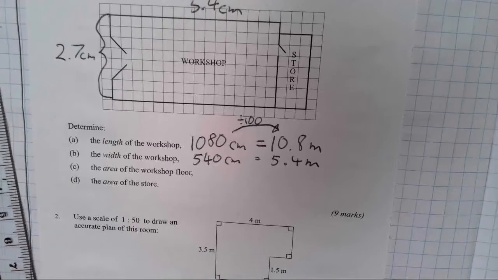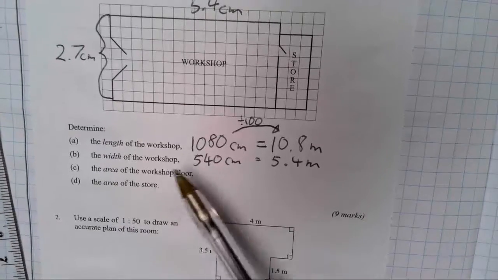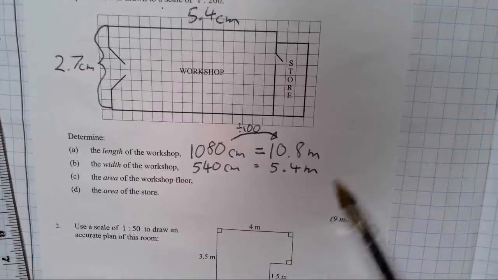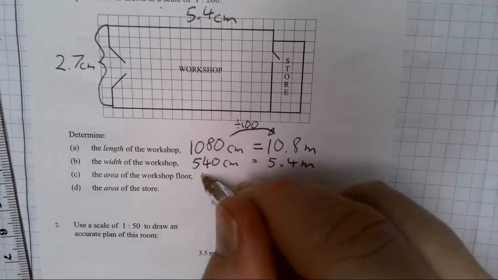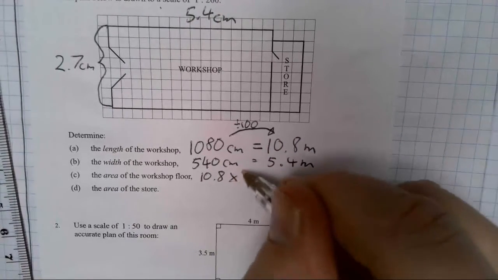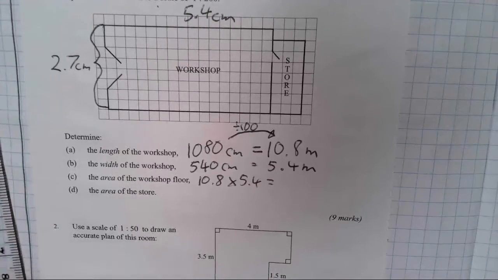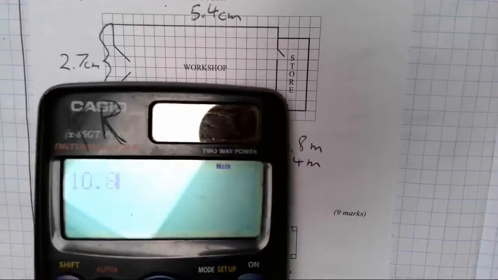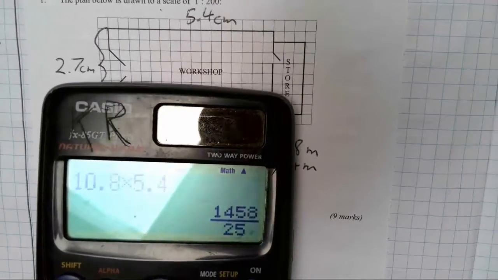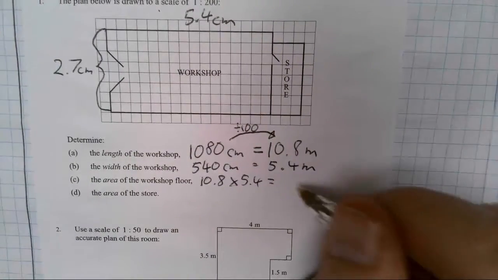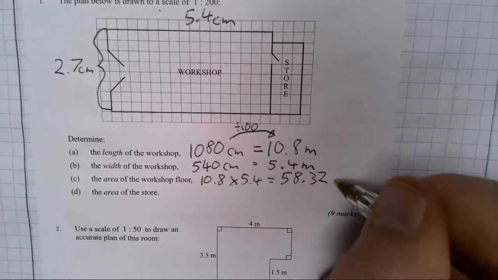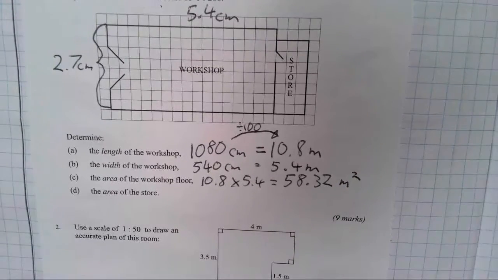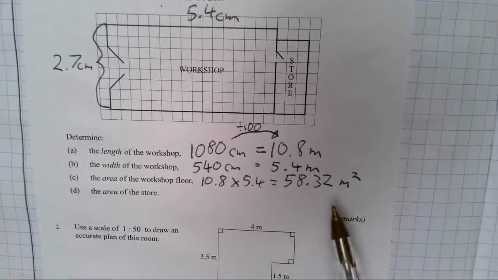The area of the workshop. This is the real area of the workshop, so I want to use these real meter measurements. We know that for a rectangle it's the length times the width. So it's just 10.8 times 5.4. So 58.32 meters squared. And if you round that, that's fine, to 58.3 or to 58, that'll be okay.